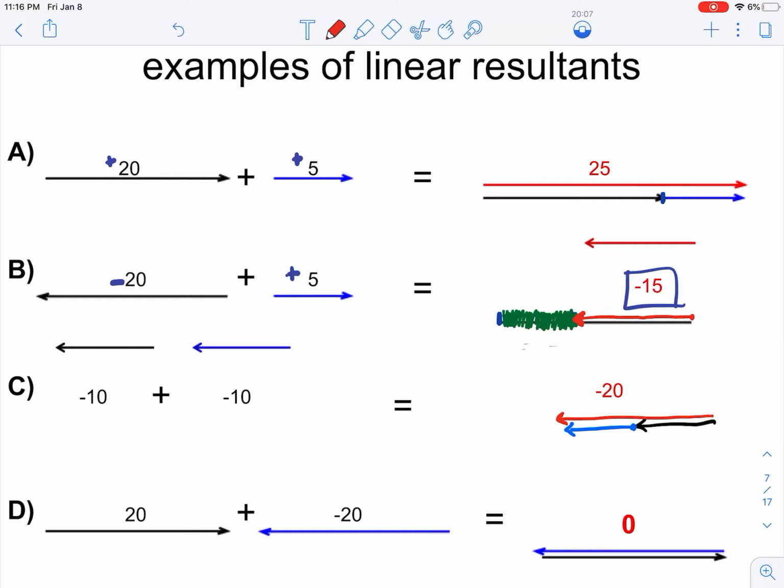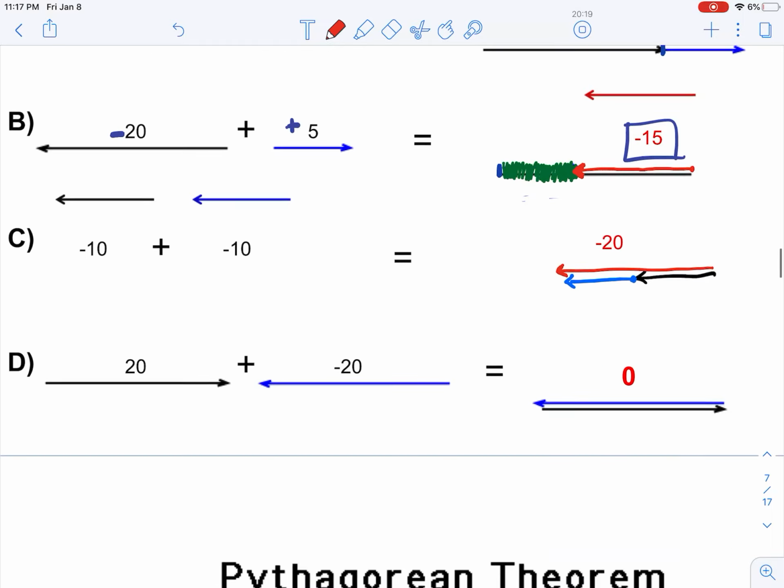In this last example, positive 20 plus negative 20 equals 0. Those lines are equal in magnitude but opposite in direction, so you can see when I line them up together, they perfectly overlap and completely cancel each other out.